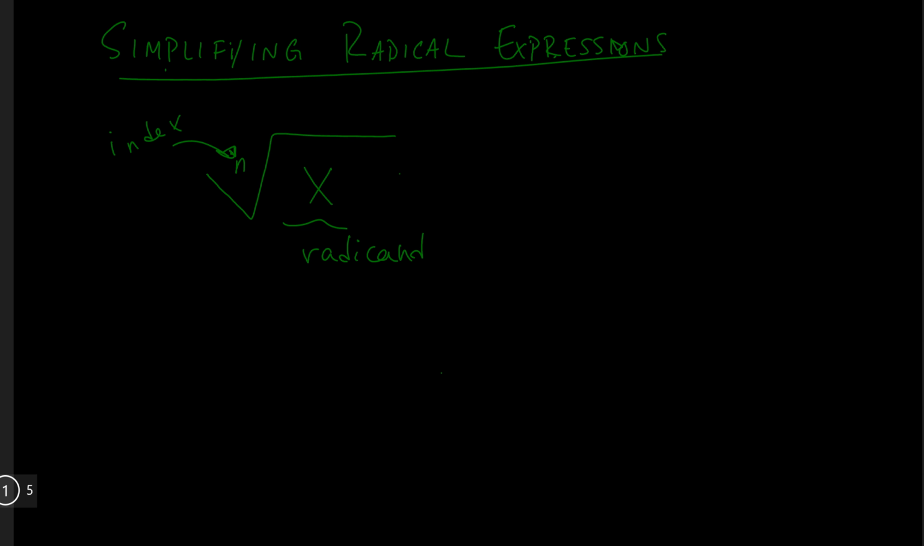In this video, we'll look at simplifying radical expressions. Remember that a radical expression has the index, which we call n, and a radicand, which is the expression that's underneath the radical. Here we'll look specifically at radical expressions where the radicand is not a perfect root of whatever index it is. So not a perfect square or perfect cube or perfect fourth, etc.